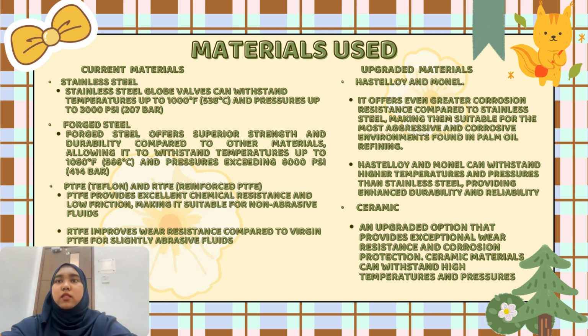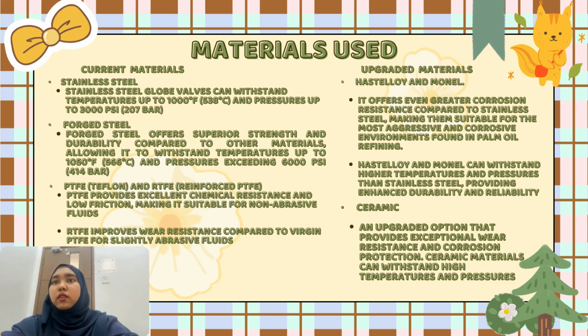Moving on to the next part, which is materials used. The current material used for globe valves in pump or refining processes is stainless steel. Stainless steel globe valves are widely used due to their excellent corrosion resistance, which is crucial for handling the aggressive media found in oil refining. Stainless steel globe valves can stand temperatures up to 1000 Fahrenheit, and also pressure up to 300 Pascal depending on the specific model.